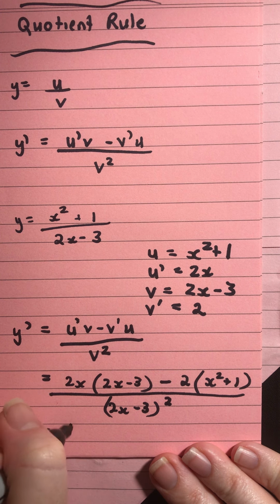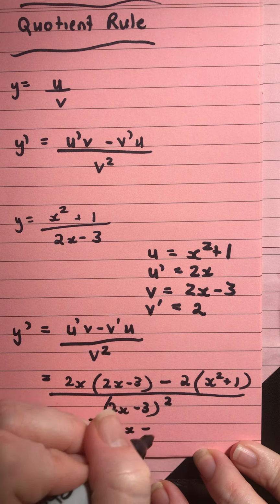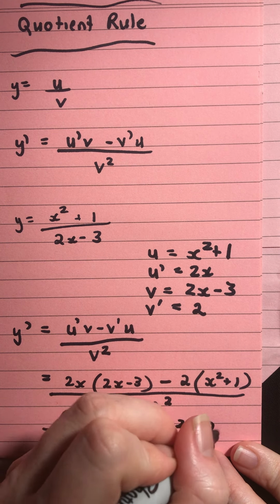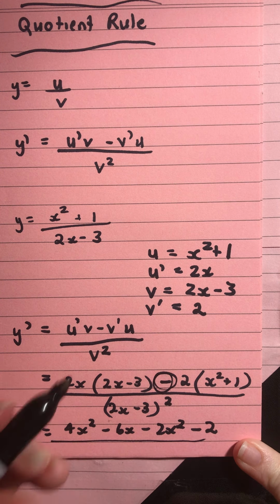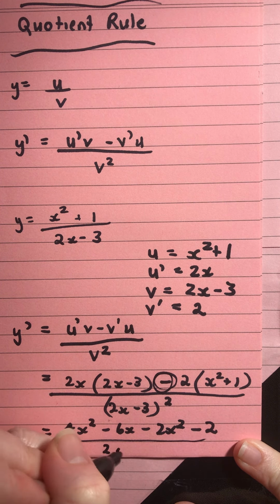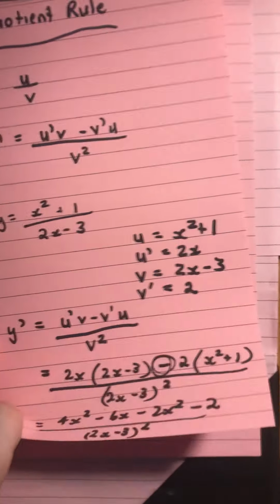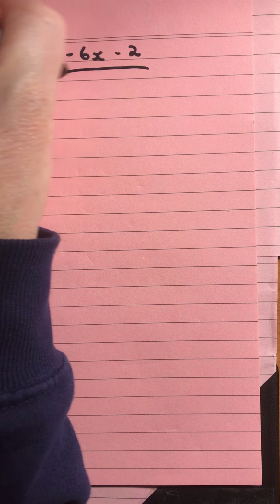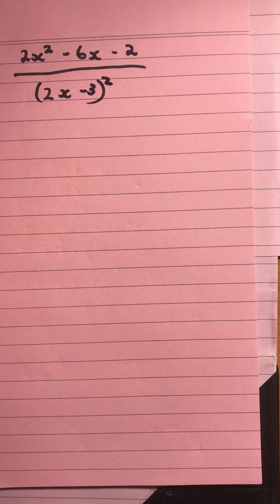So when I expand it out, I'm going to get 4x squared, take away 6x, minus 2x squared, take away 2. Just be careful, we've got a subtraction there, so that applies to both of those. And then on the bottom, I've got my 2x minus 3 all squared. So on the top, I can collect those like terms, and that will give me 2x squared minus 6x minus 2 over 2x minus 3 all squared.